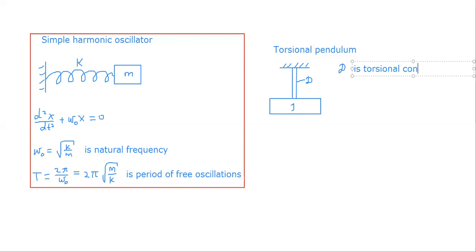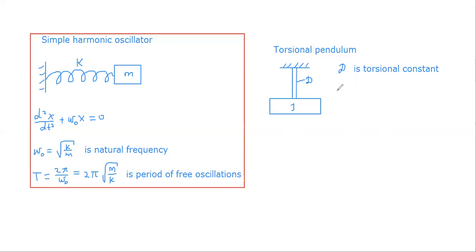Torsional constant. D is the torsional constant. It is very similar to the spring constant of the harmonic oscillator that we have learned before. So the torsional constant is very similar.